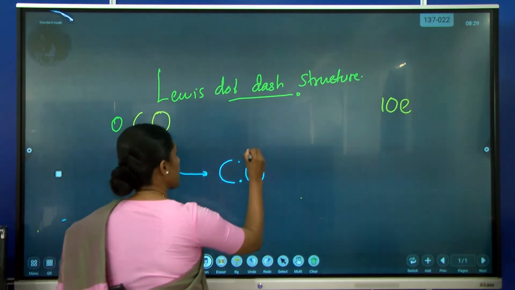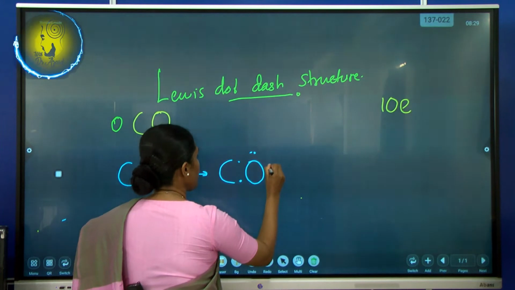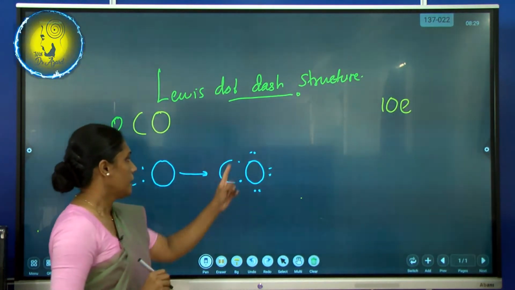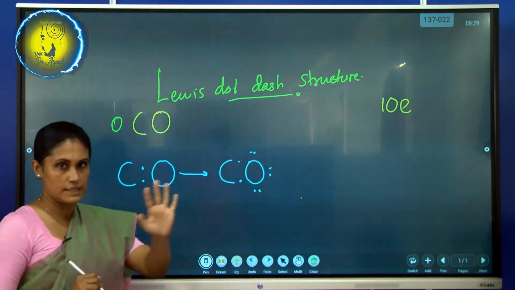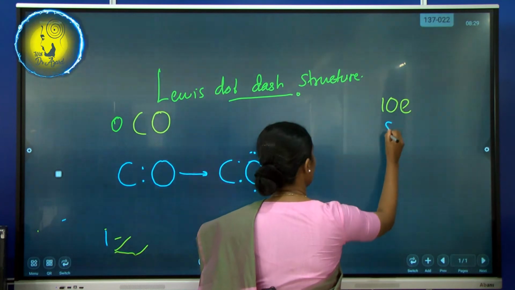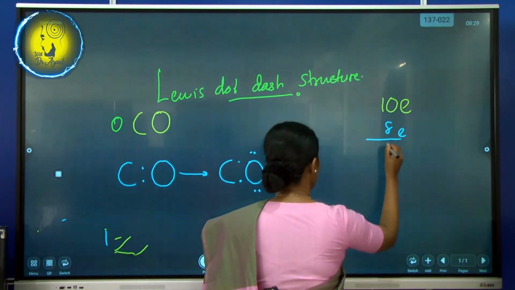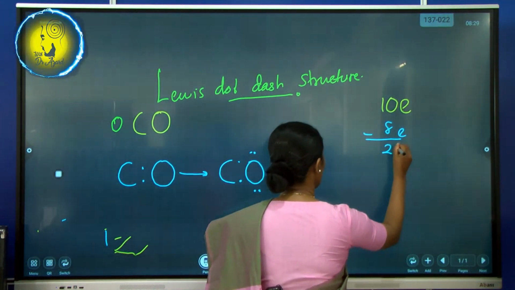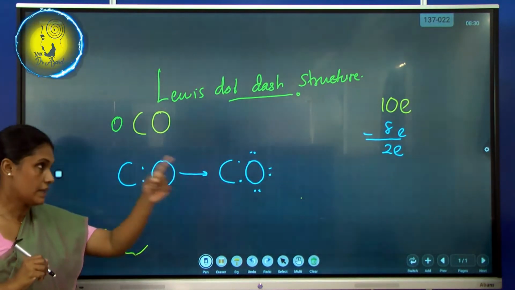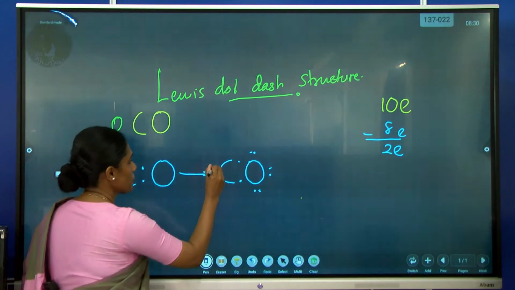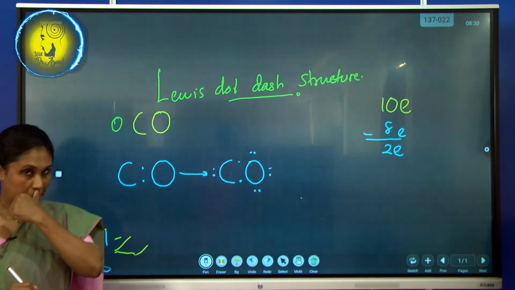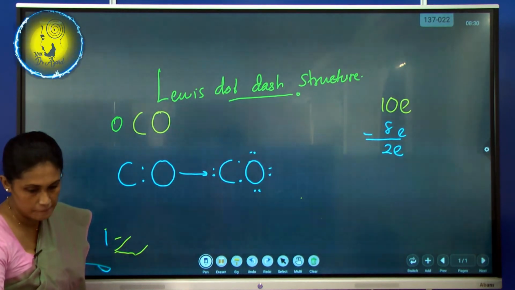Now here we go. Hope you can see this. Right. 2, 4, 6, 8. Octet is done. Now we have 10 electrons. We have used 8. So we have 2 more electrons remaining. So what about carbon now? Yes, the remaining should go here. Right, see whether you can understand this.